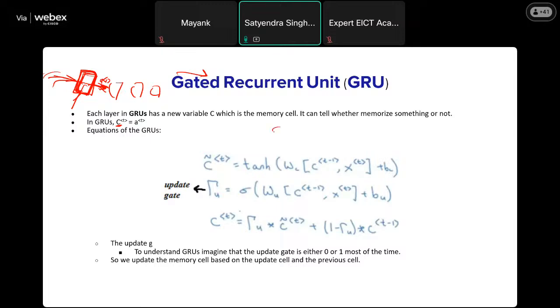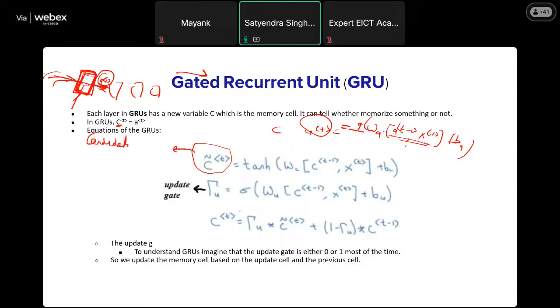So what happens? How do you calculate a_t? You calculate a_t by multiplying W_a with [a_{t-1}, x_t], which is the vertical concatenation of these, multiplying with the weight matrix, adding bias, and passing to the activation function, which gives you a_t. So c_t is also similar. The new context vector, we are calling it the candidate context information.